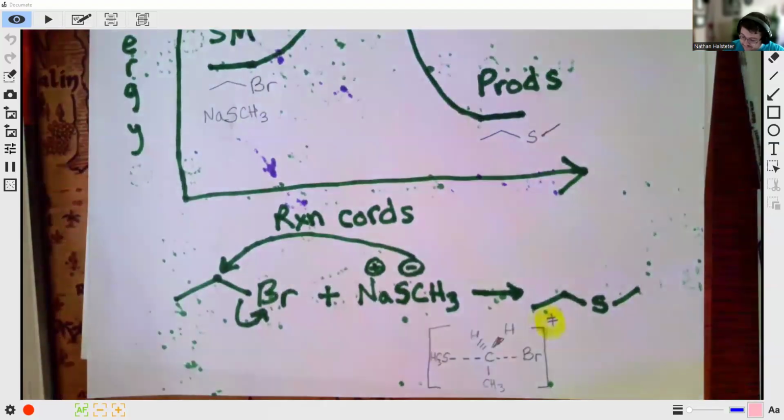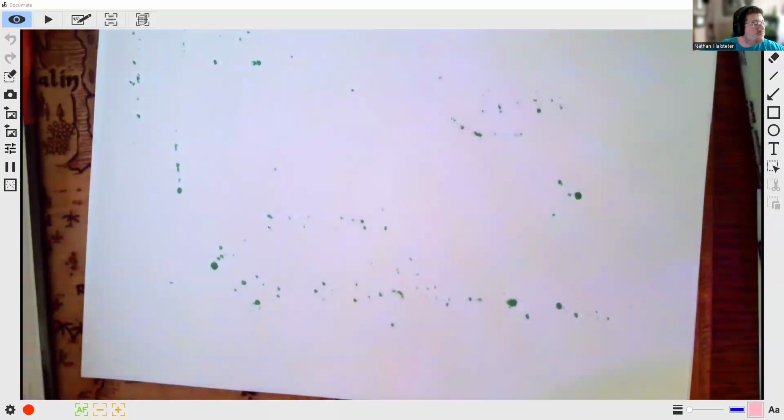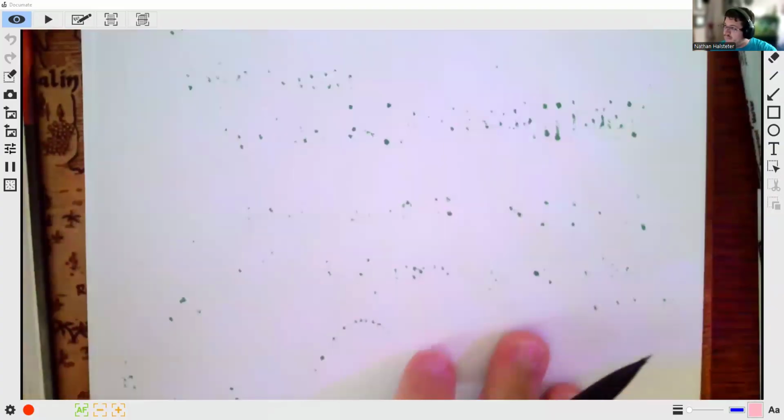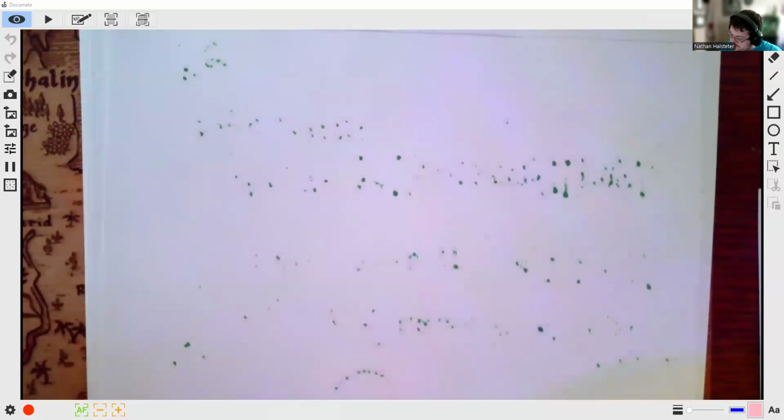Let's keep going. Actually, let's probably do some practice. Let's see what we got. Okay, before we do some practice, there's a few vocab I need to throw at you.